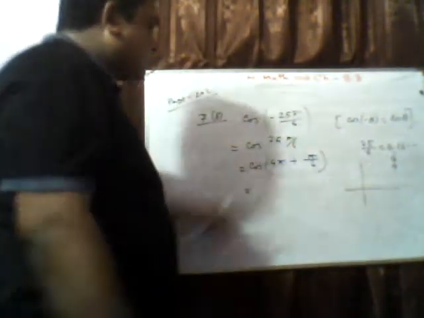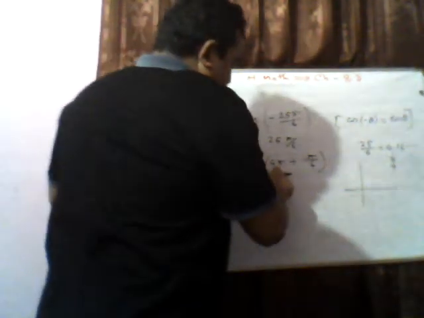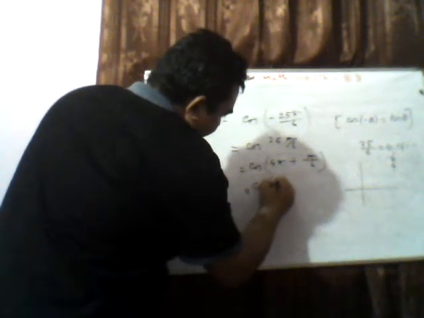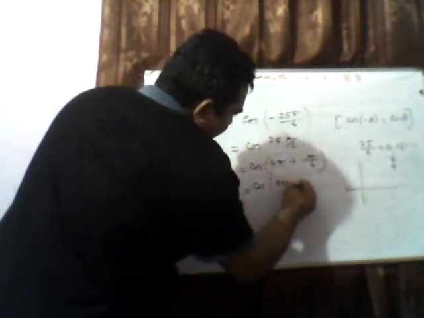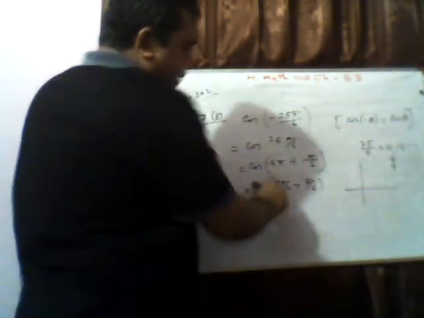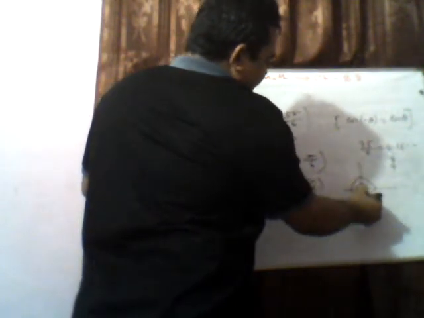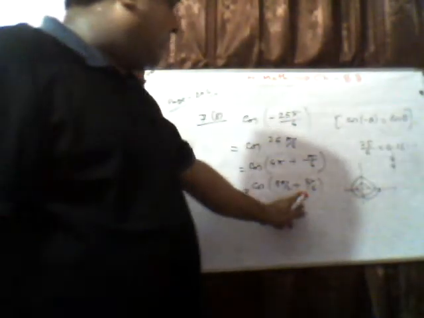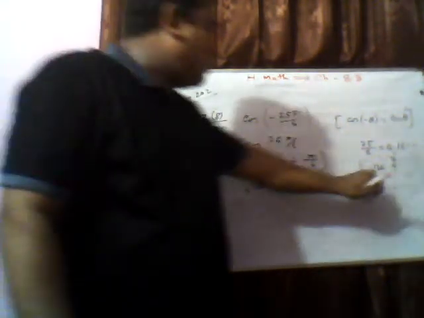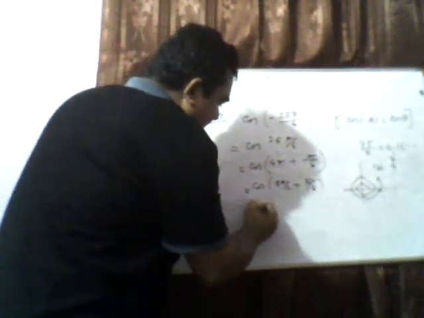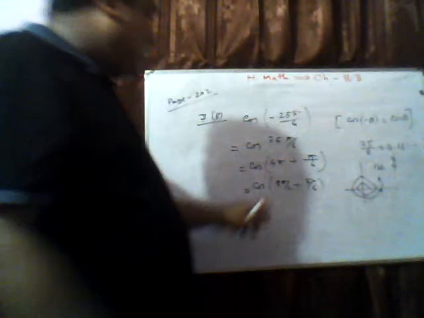Here we see which quadrant this is. This is 4 pi, which we can write as 8 pi by 2 plus pi by 6. Here 8 pi: 1, 2, 3, 4, 5, 6, 7, 8. It is at the fourth quadrant, but here the sign is plus, so it passes through and goes to the first quadrant. In the first quadrant cos is positive because all are positive.